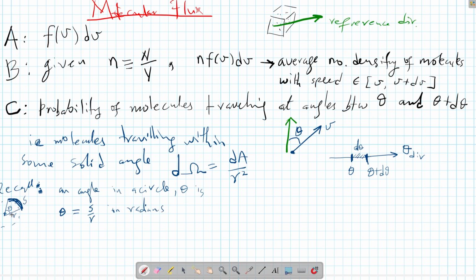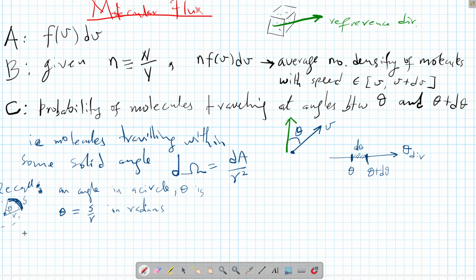And so one can consider, for example, the total angle sustained by a complete cycle. We know that this is going to be 2 pi, so 360 degrees, or 2 pi radians, right? And for a complete cycle, the arc is going to be the circumference.